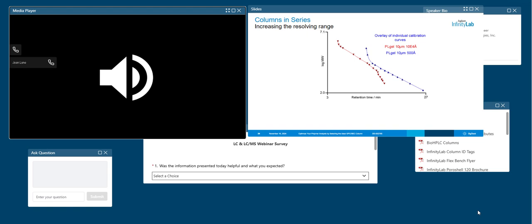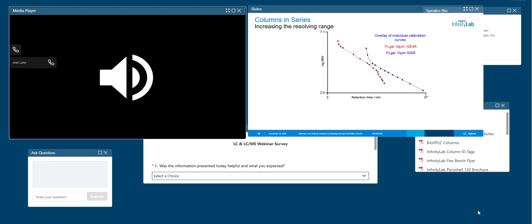When combining columns in series, it's very important to be sure that the columns will work well together. The resolving range of an individual pore column can be increased by coupling it in series to another column with a different pore size. The key to successful coupling is that the linear calibrations of the columns must complement each other without too much overlap.